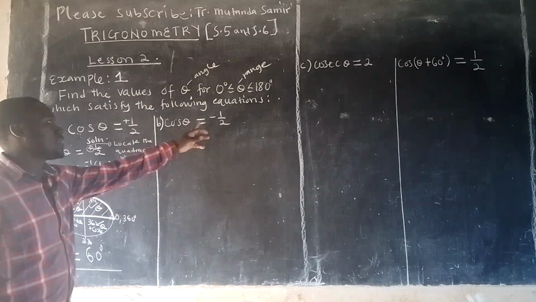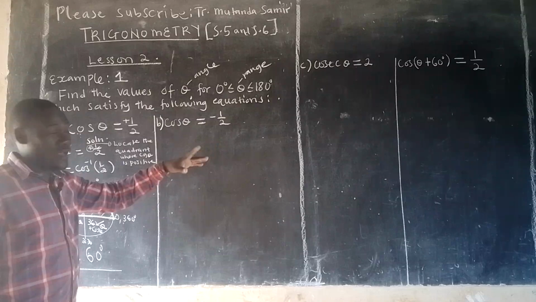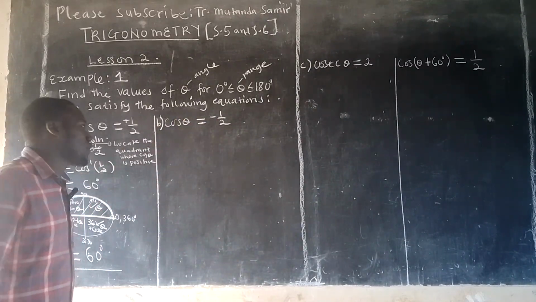Example 2, cos theta is equal to negative a half. They are the same, but they're only changing in the signs there. And I have to emphasize this: this negative here changes the answer a little bit.